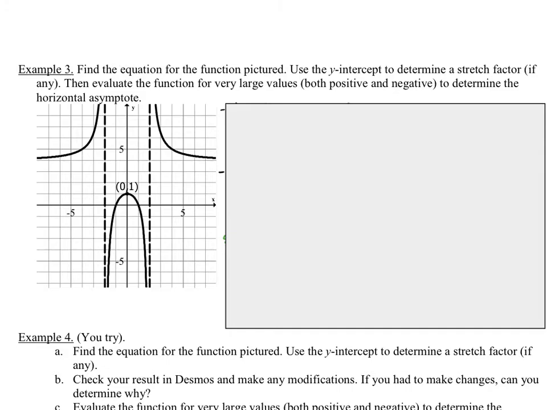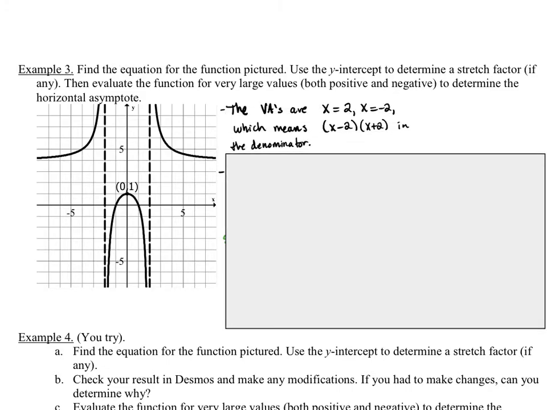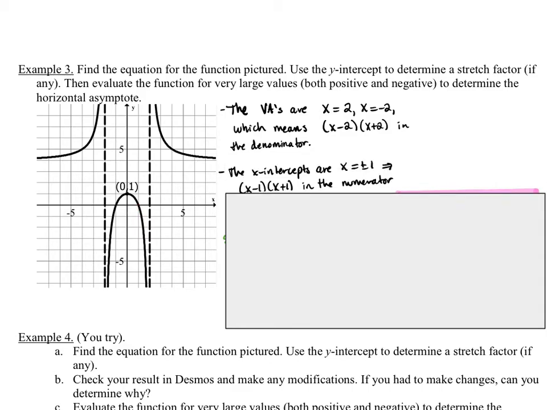We have talked about the connection between vertical asymptotes. They are the zeros of the denominator. So that means there should be factors of x minus 2 and x plus 2 in the denominator. Next, I can see I have x-intercepts at -1 and +1. Those should be factors of the numerator. So that means there are going to be x minus 1 and x plus 1 in the numerator.